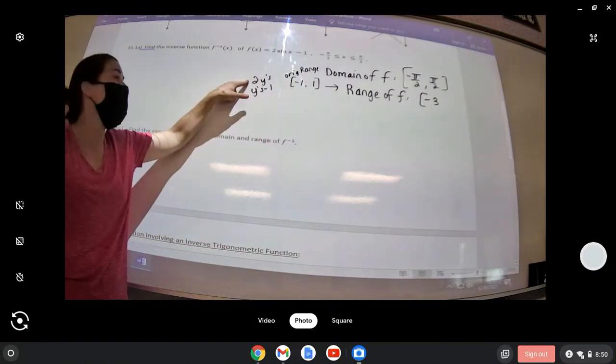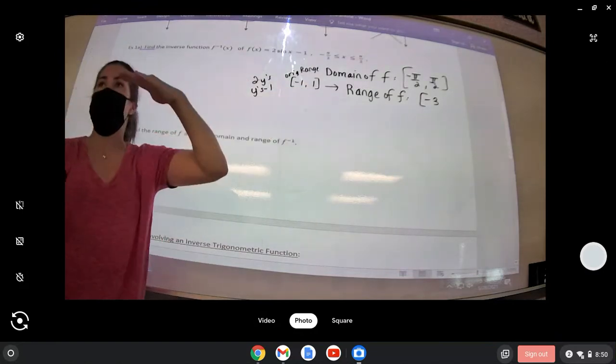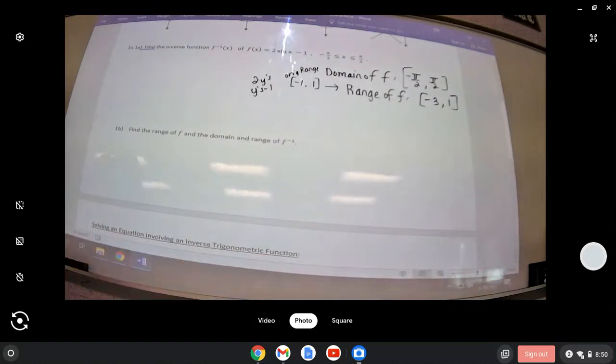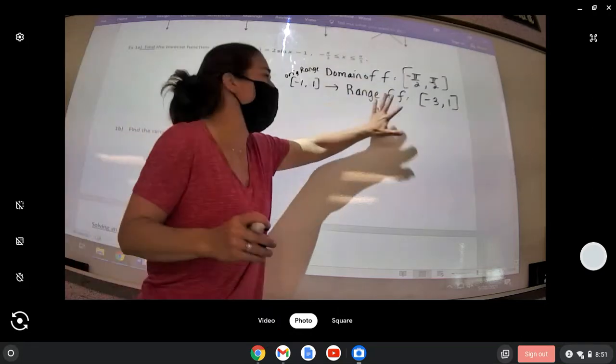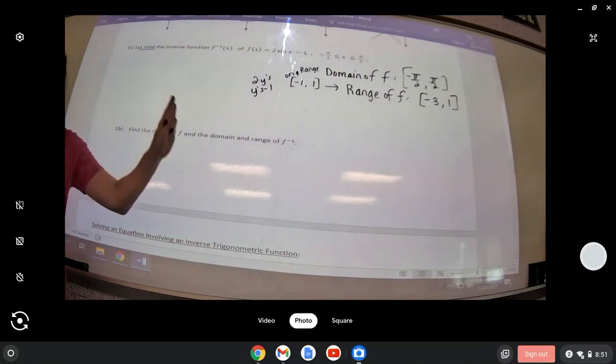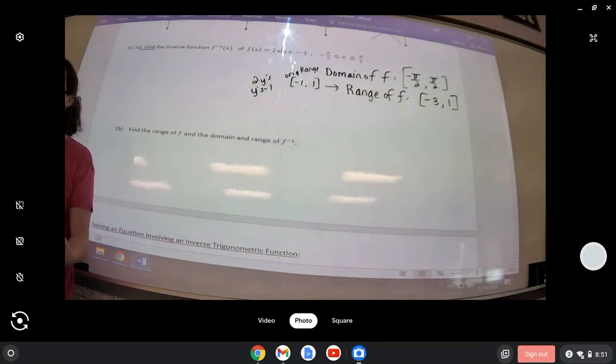Now you're at 2, but if you minus 1, you're back down at that 1. So his new range is from negative 3 to positive 1. And again, there's other ways to find the range. That's just what I do to find the range without having to look at his graph. All right, so guys, the hard part to me is over. Everything else is easy now.